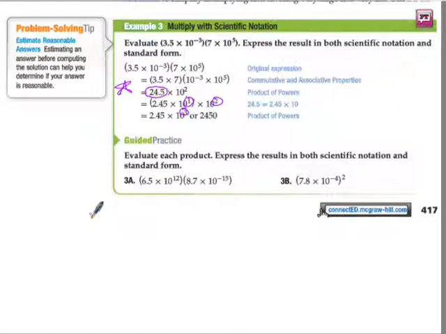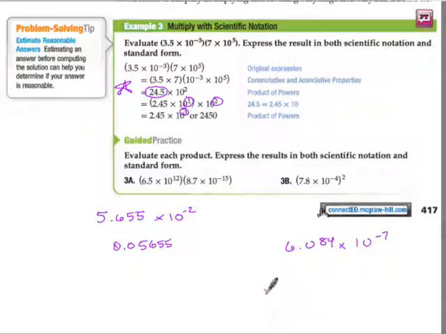All right, you've unpaused. Hopefully for 3A, you got 5.655 times 10 to the negative 2, okay, which is 0.05655. And in 3B, hopefully you got 6.084 times 10 to the negative 7th, which is also known as 0.000000, 6 zeros, and then 6084. All right? Let's take a look at what's next.